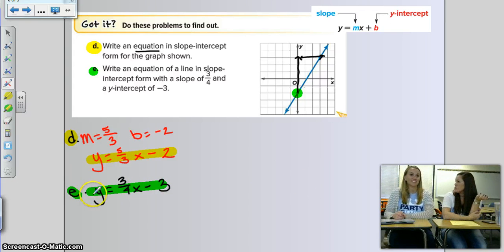Number E was super easy because we didn't have to look at anything. It tells us what to do. So I put my slope of 3/4 where slope goes: y equals 3/4 x. And then it tells me the y-intercept is -3, so -3. There you go. Perfect.